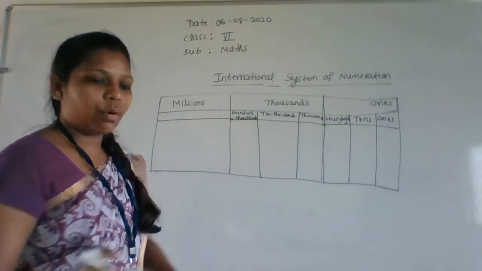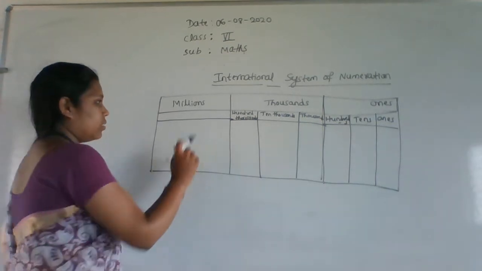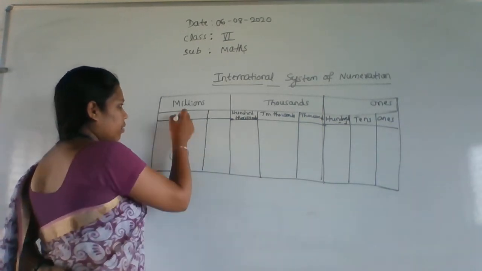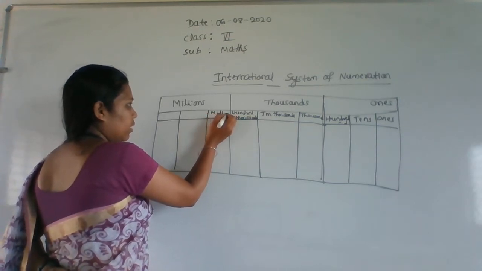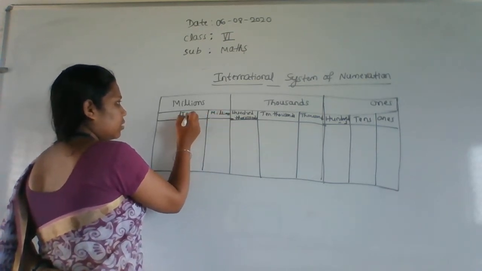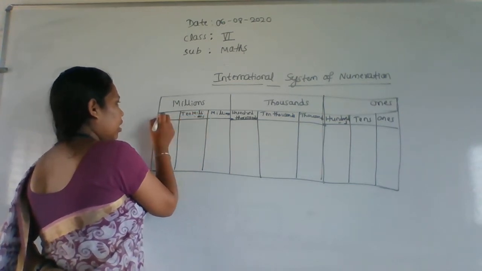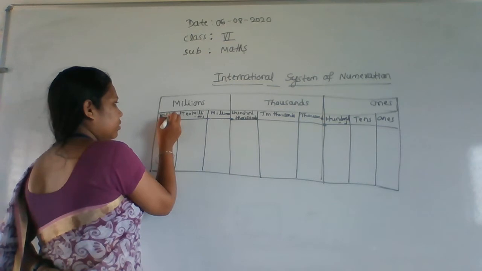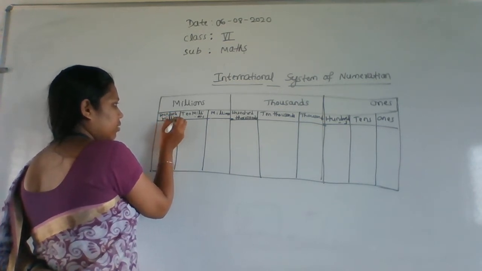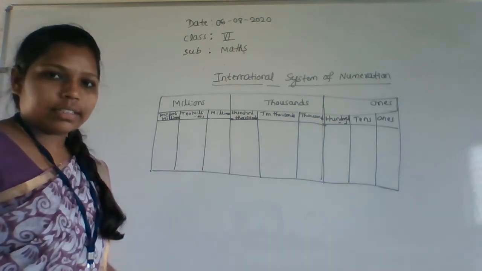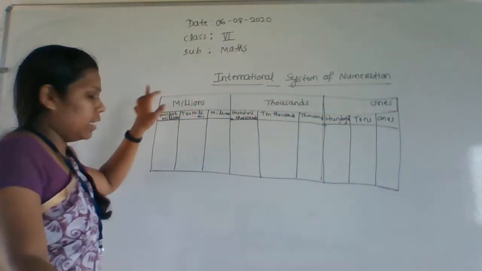Next, in a million, again they have given 3 columns. Millions, 10 millions, and 100 millions. So that is the difference here. Observe everyone, ones, thousands, millions.